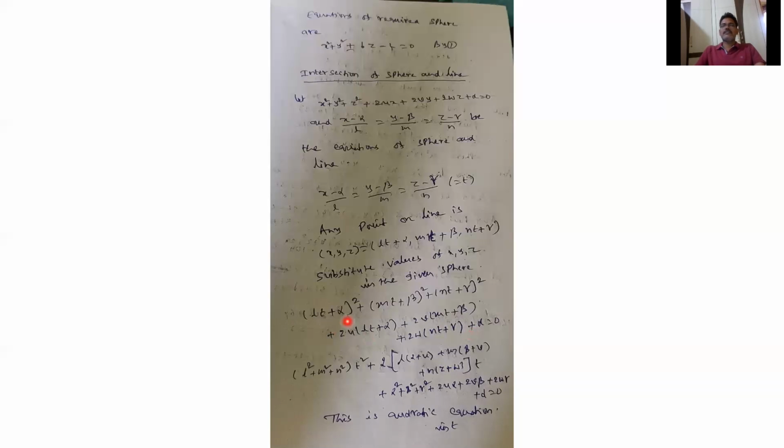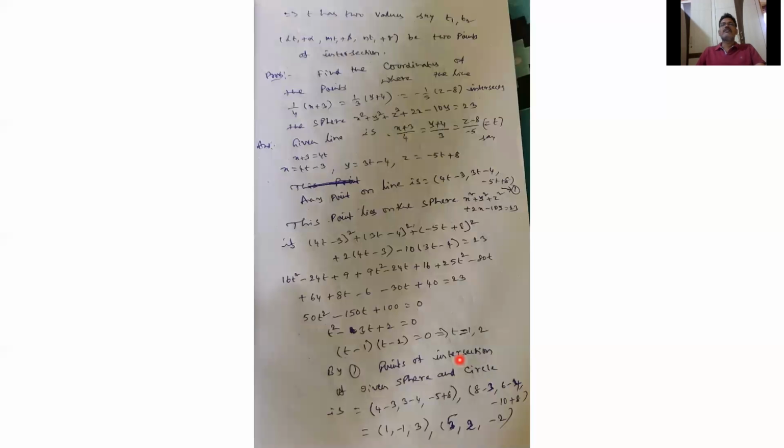So here the first term is l square t square, m square t square, n square t square, taking t square common, (l square plus m square plus n square) t square. So 2lt alpha, 2t common, l common, here 2lt common, alpha plus u. Similarly 2m beta t, 2mt common, beta plus v. Similarly n times (gamma plus w) t, and the constant is alpha square plus beta square plus gamma square plus 2u alpha plus 2v beta plus 2w gamma plus d.